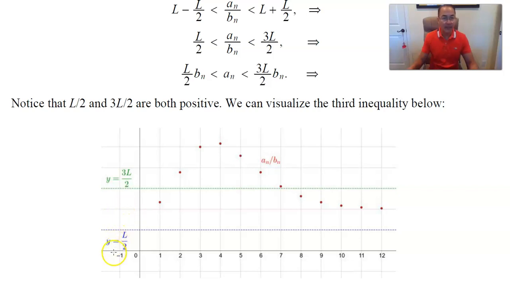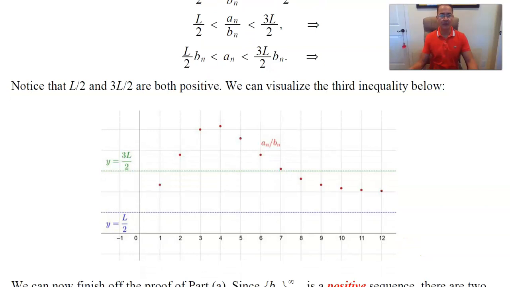And so half of this is L over 2, which means that I will add L over 2 up there to get 3L over 2. Okay, so here's the limit L, and if you wait long enough, the terms a_n over b_n are getting closer and closer to L, so they're between L over 2 and 3L over 2. Okay, so now the ordinary comparison test comes in. Our terms are between L over 2 b_n and 3L over 2 b_n, the second sequence.